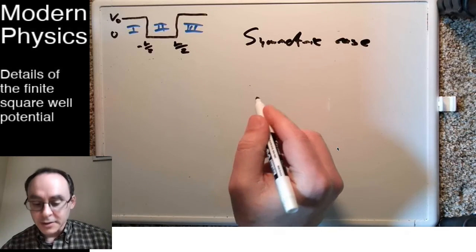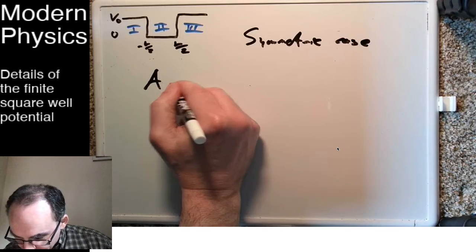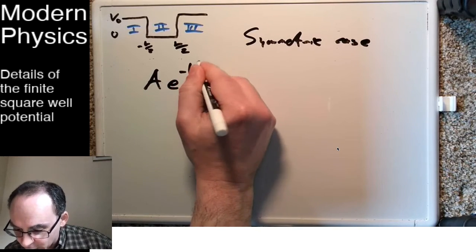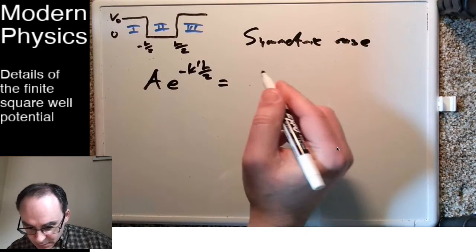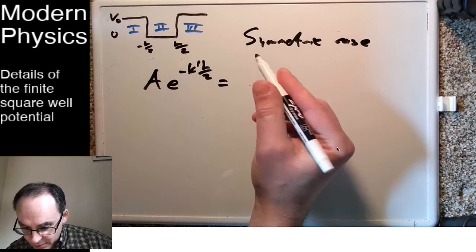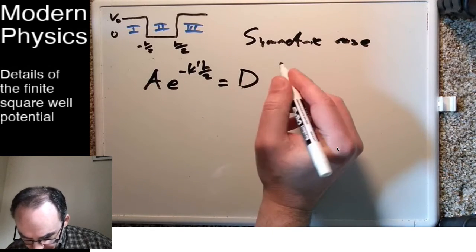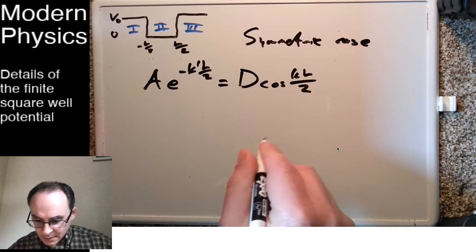And so our equations turn into, we just have A times e to the minus k prime L over 2, and that's equal to, we had a sine term, which we're not going to keep because that's not symmetric, and then we had a cosine term, D cosine k L over 2. That was one of our equations.